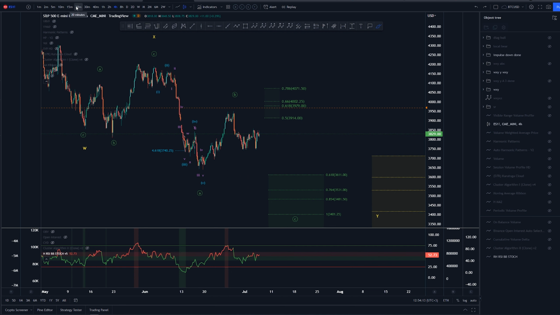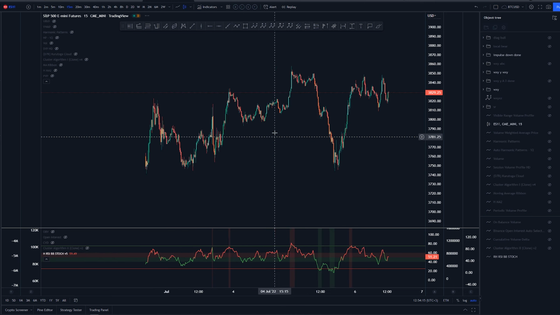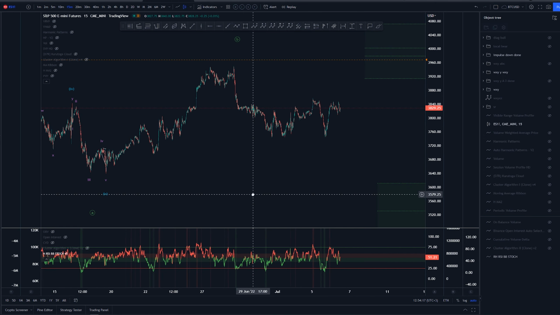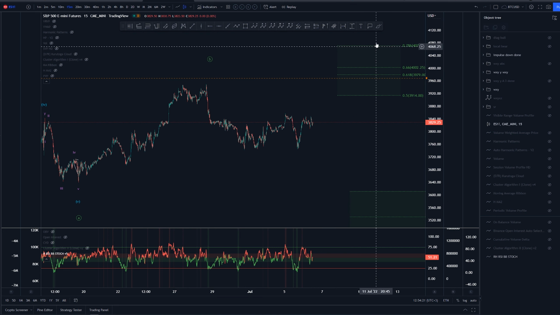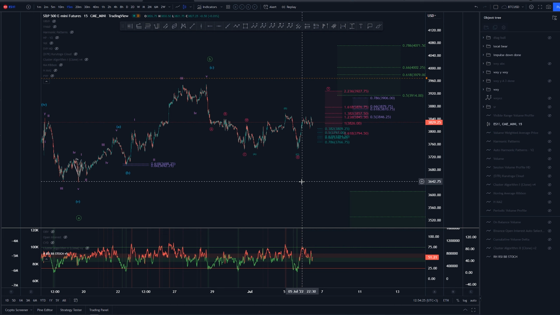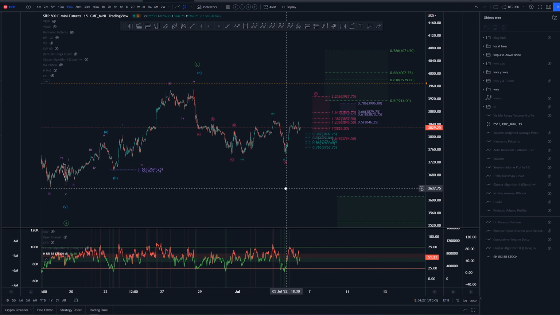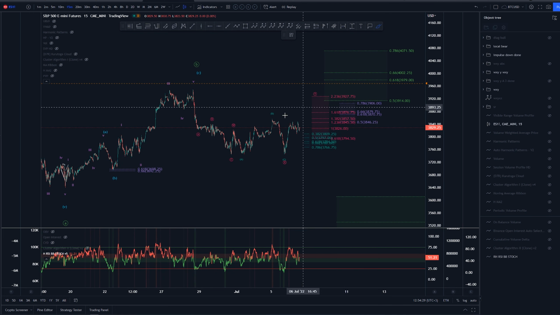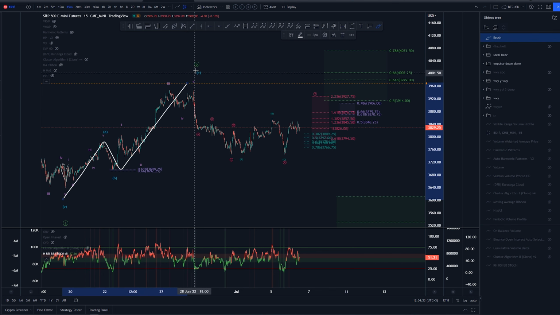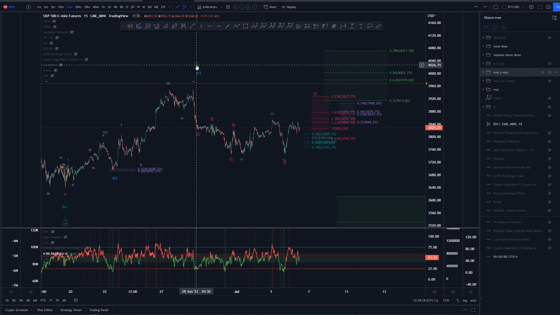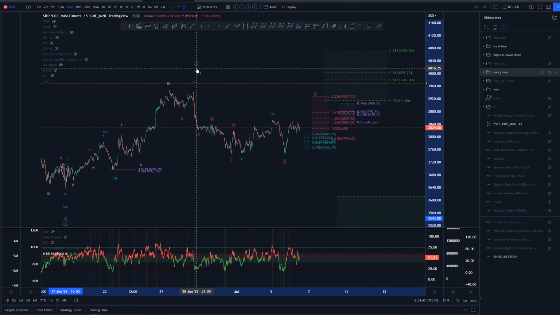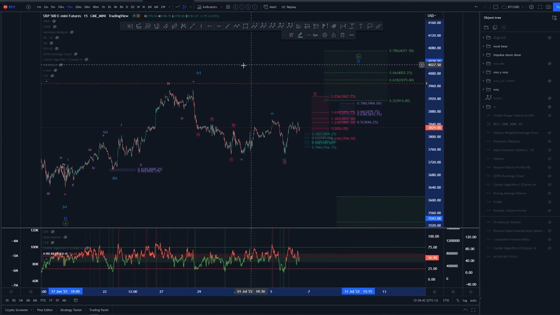Let's go to 15 minute and so we can see some structures in here. So overall, again, this is the low here for the A wave, and now we would be looking for that B wave. I have two different scenarios here. One is more bearish and one more bullish. Starting with the bearish count, we have an A, B, and C. Not completely sure if this is indeed the right degrees, and if B is here completed or not, but we'll see.